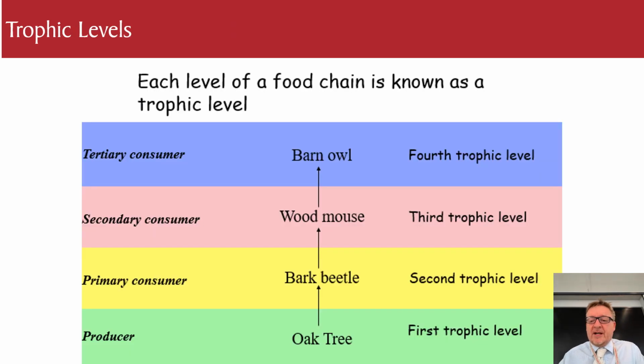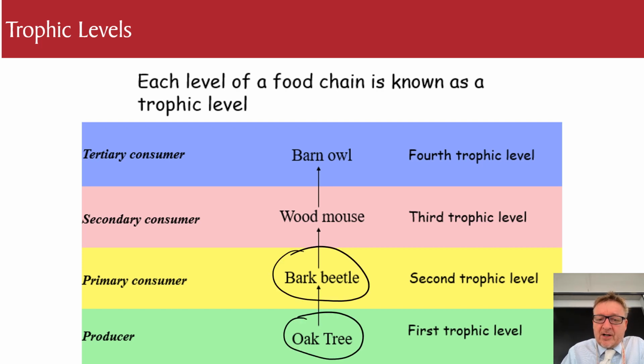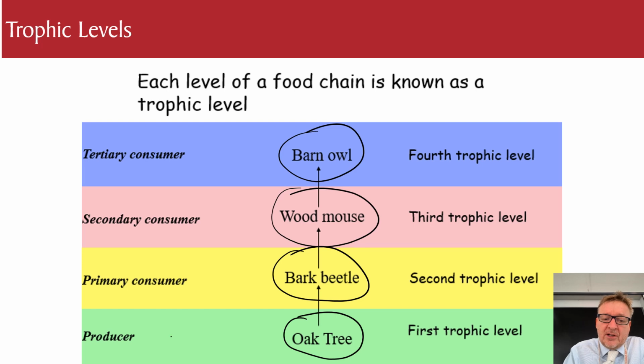Now each one of them has a trophic level. So if I start with an oak tree, it gets eaten by a bark beetle, eaten by a wood mouse, eaten by a barn owl. And there are names for each level. The oak tree is the producer, which is the green thing that is using photosynthesis and the sun's energy. The primary consumer is the first thing that eats. The secondary consumer is the second thing in it that eats. And the tertiary consumer is usually the top of the food chain.